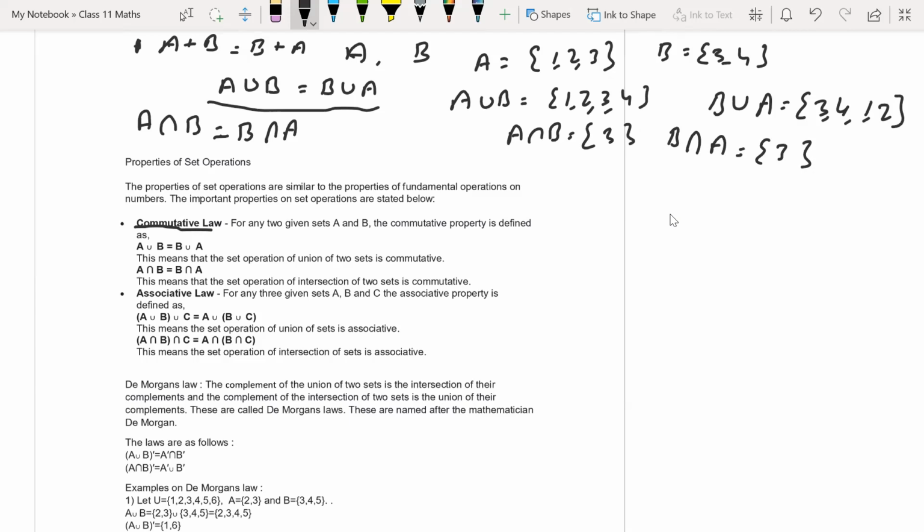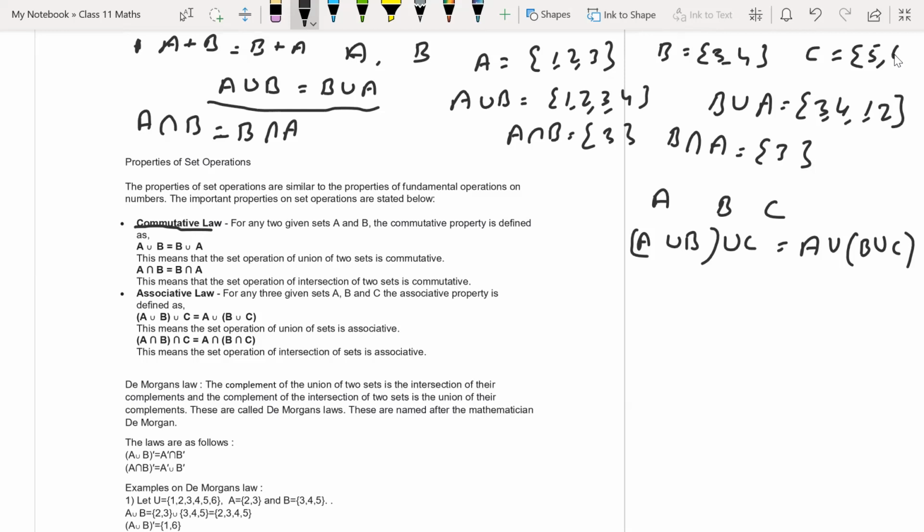Then the associative property. If there are 3 sets given, A, B, and C, then A union B union C is equal to A union B union C. If it is true, then we can say that the operation of union of sets is associative.